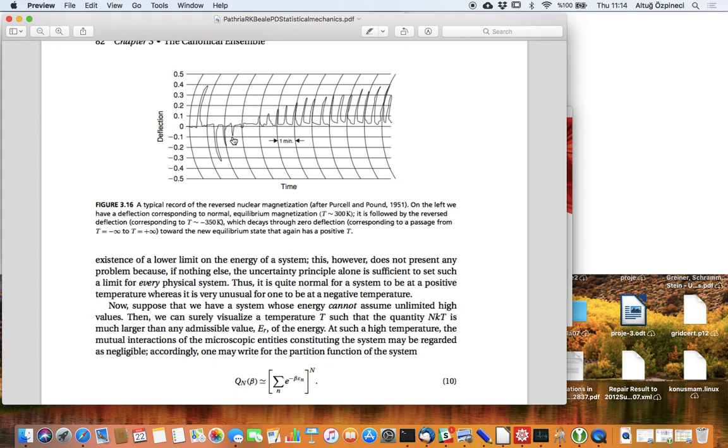Well, I don't really know the details, but my understanding is that what they do is they look at the radiation emitted by spin flips. So when nuclear spins flip, they emit some radiation. They can detect that radiation.